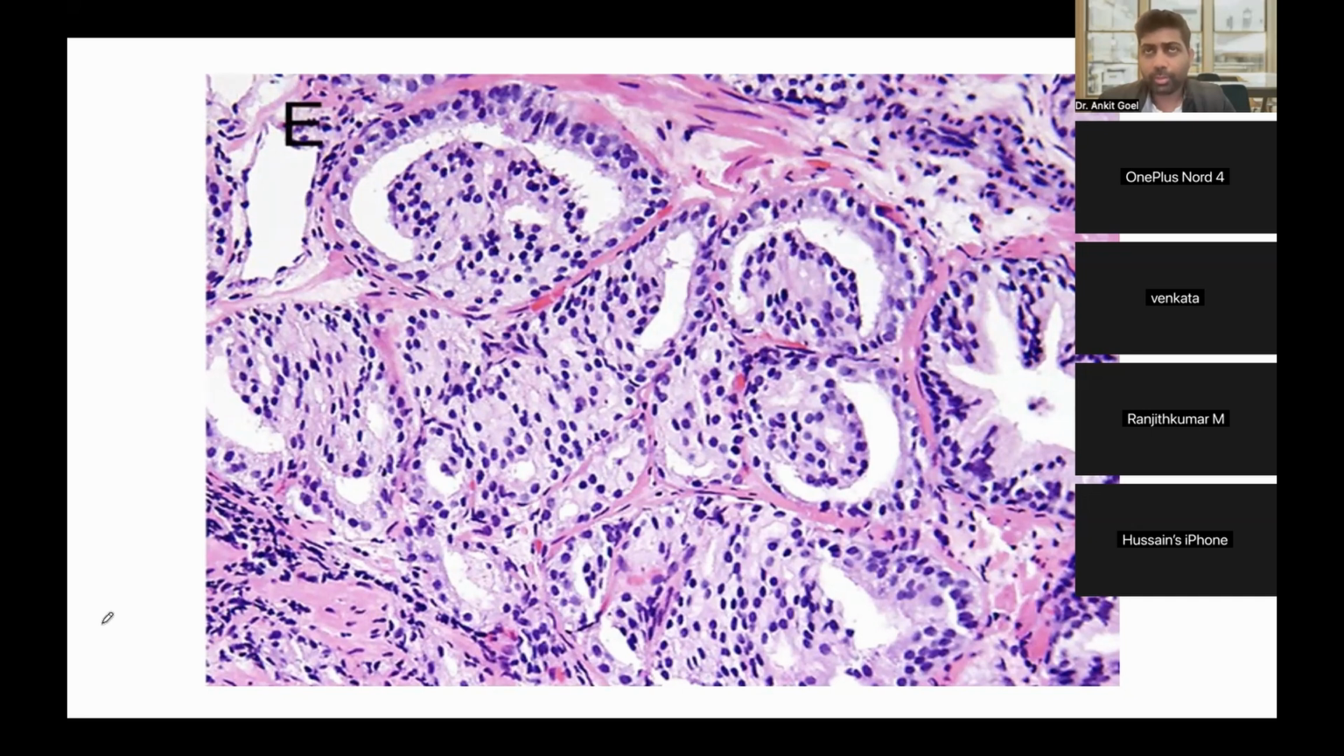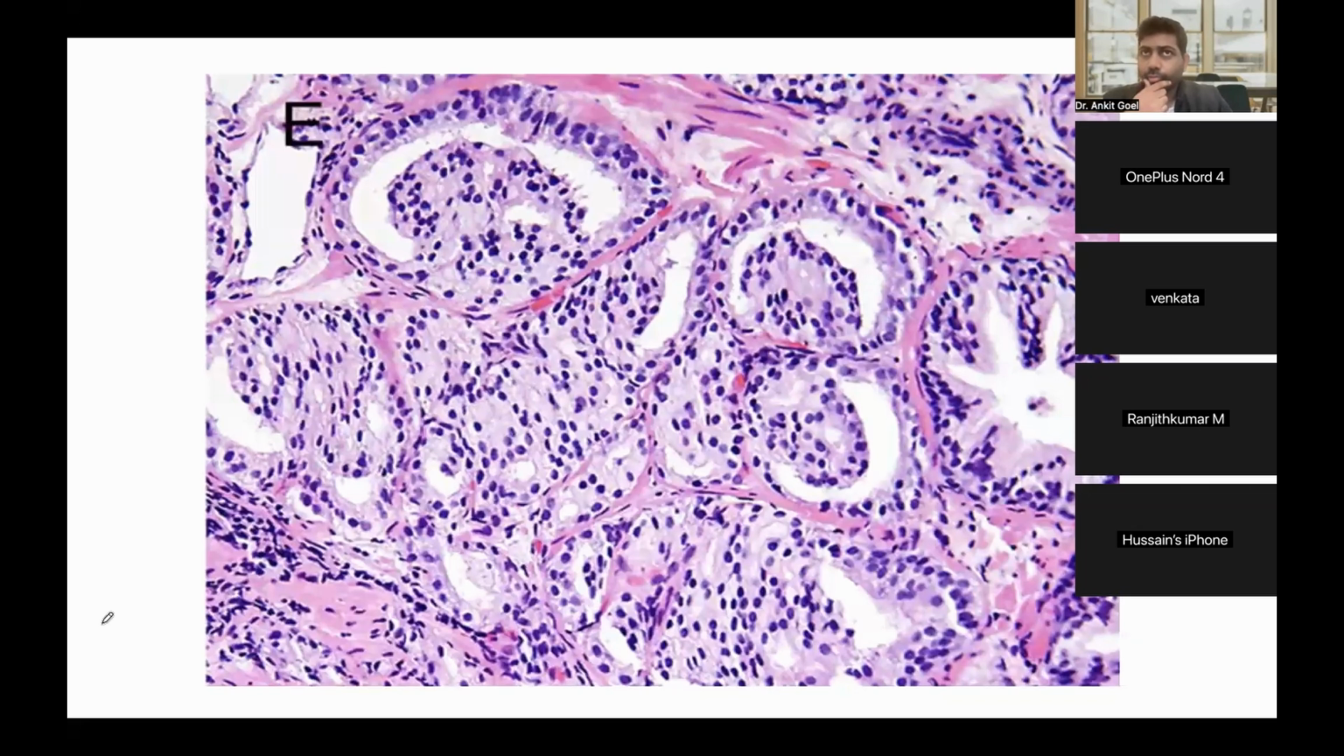So suppose you find a margin positive in your specimen. What would be your next step? What would you like to do? This patient, if it's 4+4 with a margin positive, right? What is your plan? What would you do? Whether it is a focal or diffuse margin positive, sir. It's just a focal margin positive.